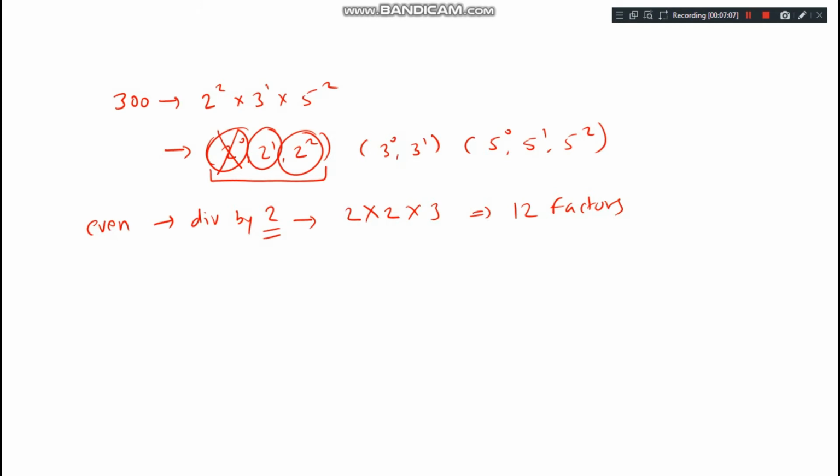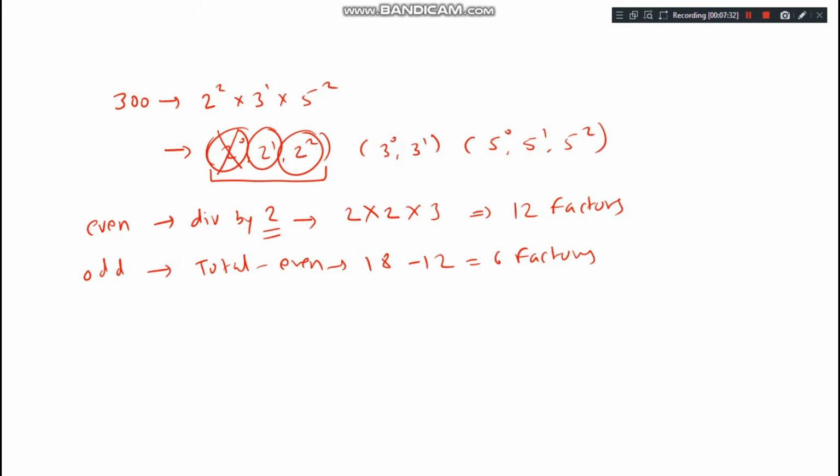Now I want to find out the odd factors. So odd factors will be simply total minus the even factors. So the total factors we had were 18 minus 12, which is 6 factors. Very simple. So we have learnt to find out how many factors a given number has, how many even factors it has, and how many odd factors it has, right?